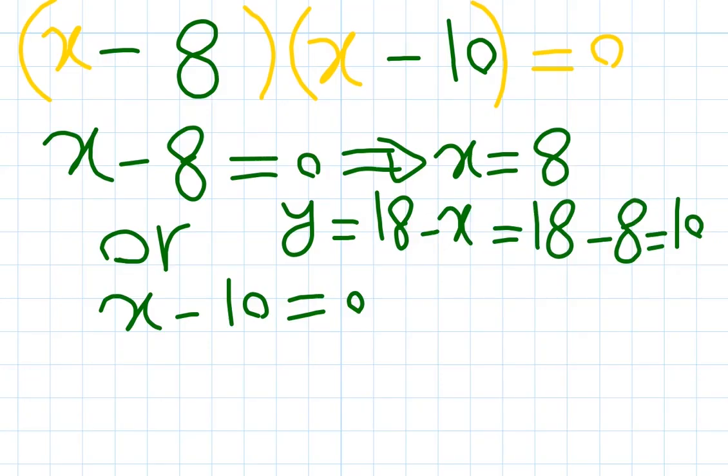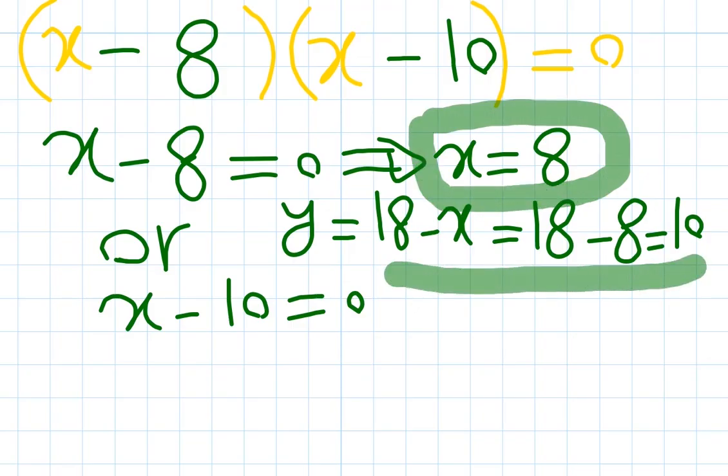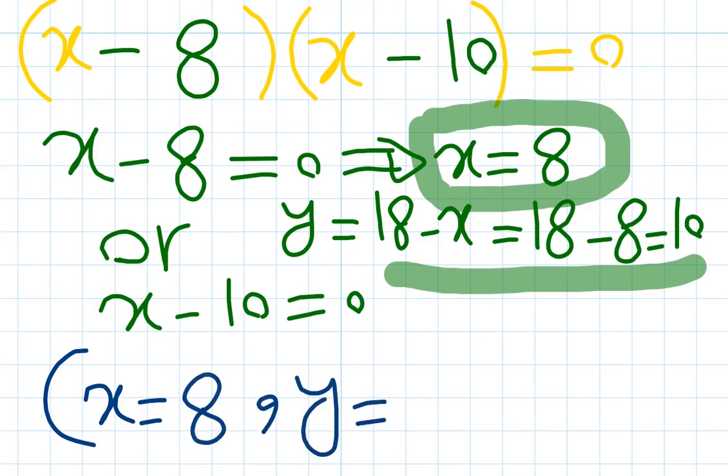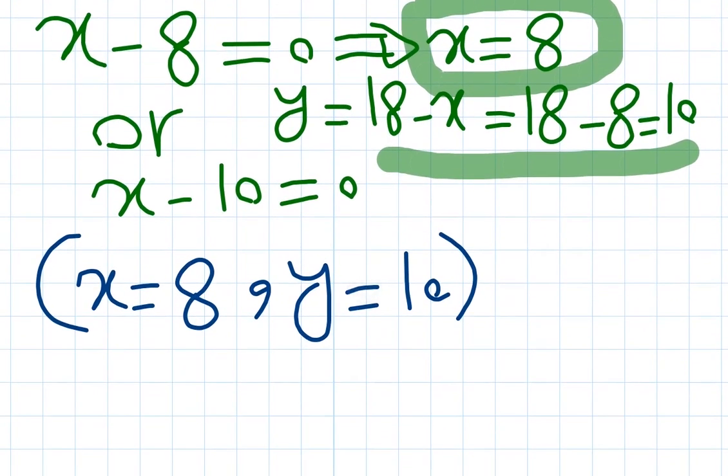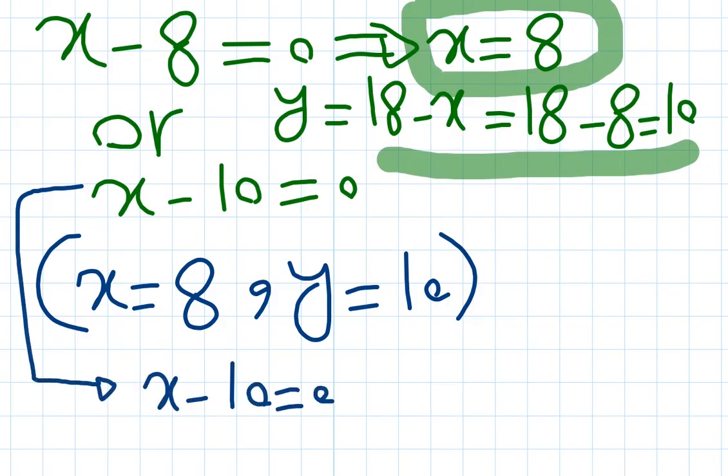This is one set of answers. This expression is my first set of answers. So I write my first set of answers here. My first answer was x equals 8 and y equals 10. This is from the first form. Now we go for the second form. The second form is this expression. In the expression x minus 10 equals 0, I conclude from here that x equals 10.